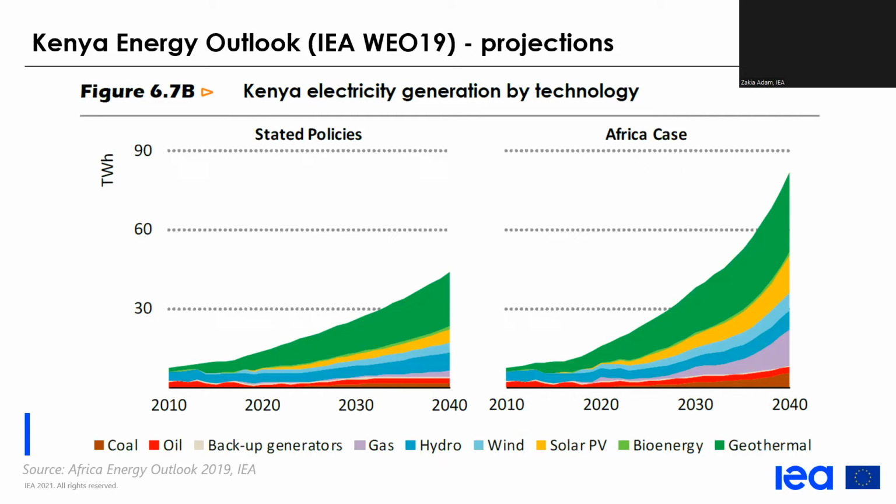So here it's a small share with respect to the entire portfolio, but we also model that. And looking at the data, not just at this graph but downloading the data, you can see how we anticipate the growth of the specific technology in the future, both when talking about stated policies and also when talking about the Africa case, which I remind you is aligned with the Agenda 2063.